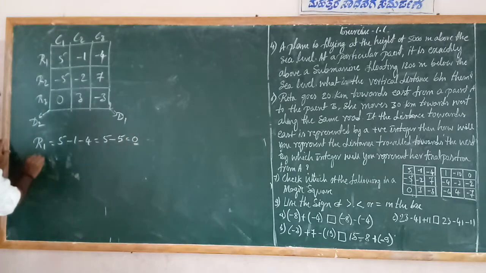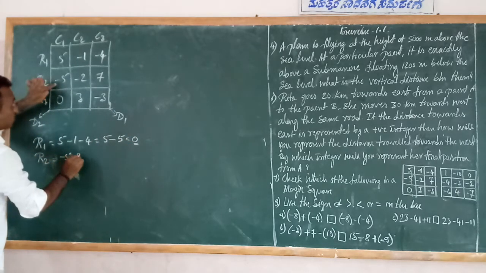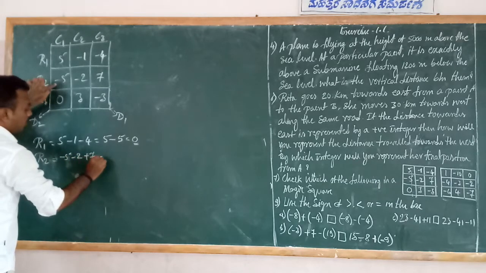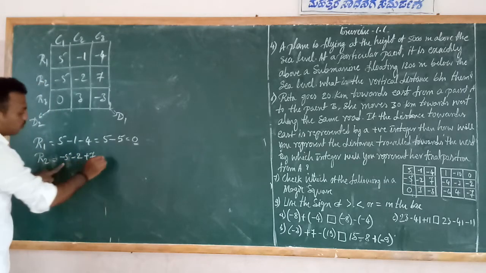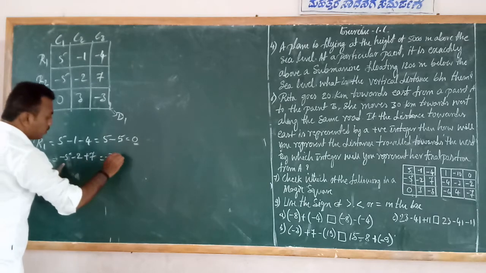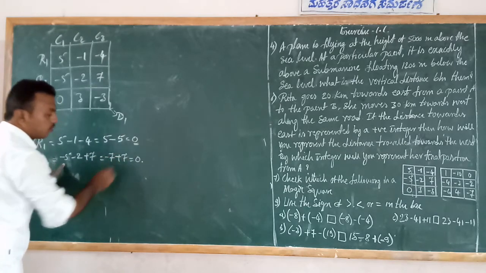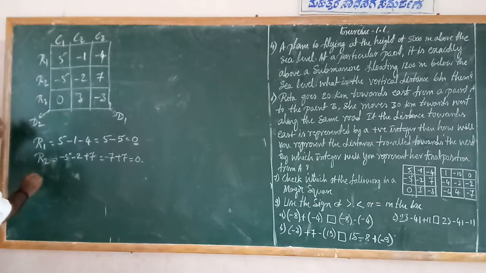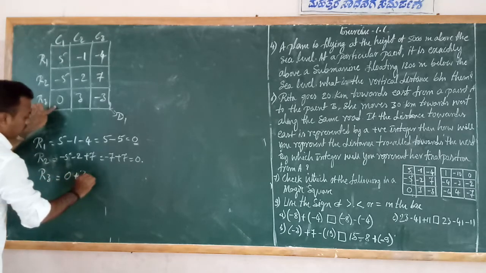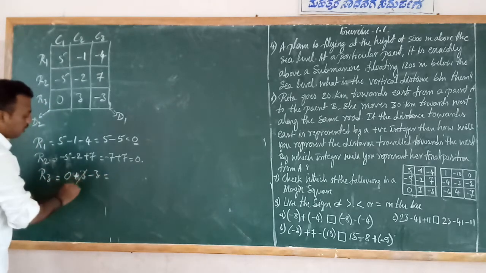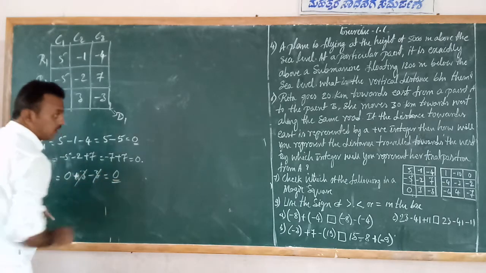The result is 0. Then R2: minus 5, minus 2 and plus 7. Minus 5 and minus 2 become minus 7, and this is plus 7, so it equals 0. This result is also 0. Next R3: 0 plus 3 and minus 3. Plus 3 minus 3 get cancelled, remaining 0 again.